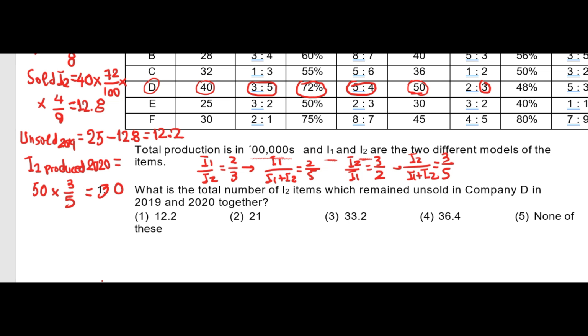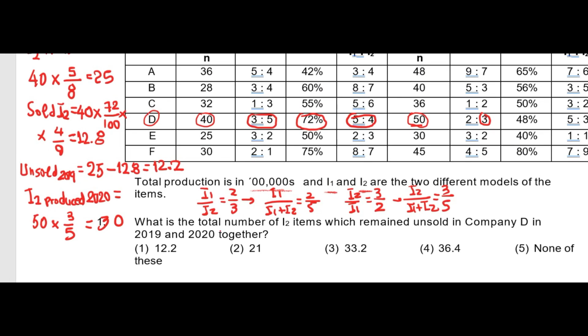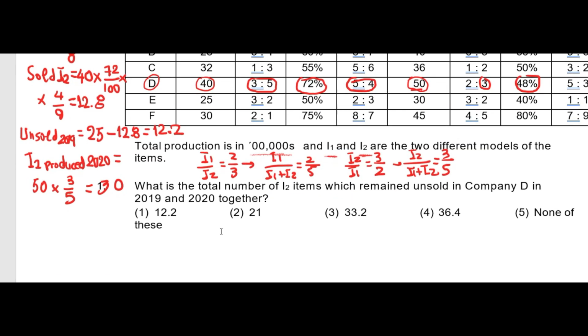This is the items produced, but I want the items sold, so I have it here. The items sold is 48% of the total items produced. So sold is 50 times 48 over 100 times what? I have here again I1 to I2, 5 to 3. So it's 3 out of 8. Total 5 plus 3 is 8. So I multiply here by 3 over 8, and this is 9.